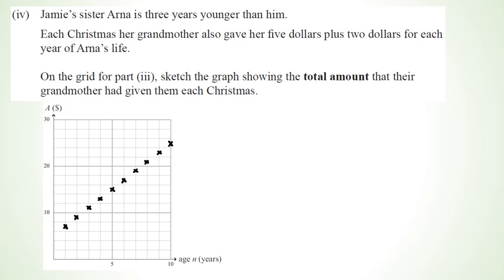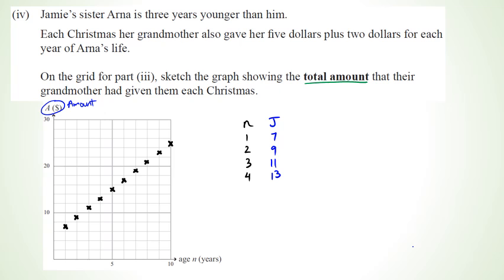All right, guys, so for this question, you've got that his sister is 3 years younger than him, and she's also getting some extra money. Now, the key part about this is you're asked to draw a graph for the total amount. So what I'm going to do is write down my original table first. I know that it says A here, but remember that this A stands for the amount Jamie received. So Jamie received 7, 9, 11, and 13.